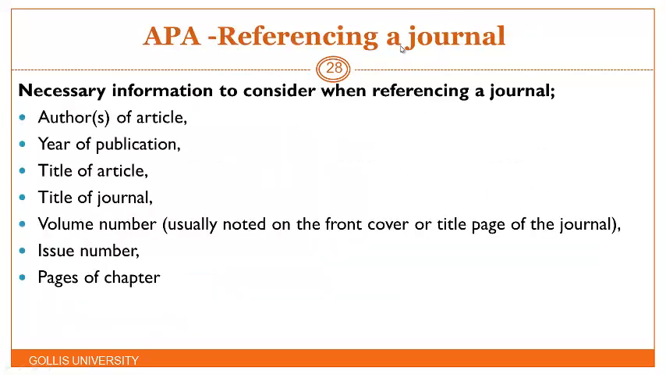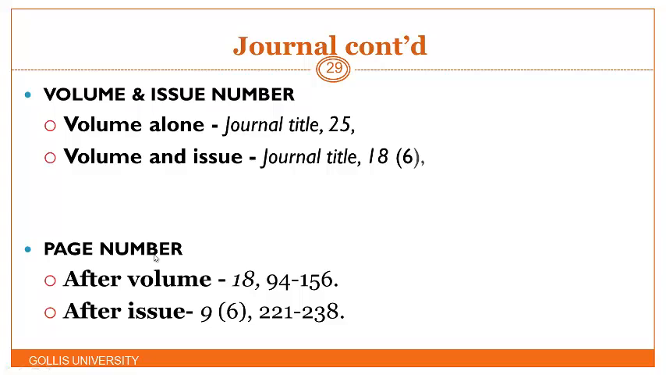If you are referencing a journal, the necessary information you need to consider are as follows. You need to have the authors of that article, the year of publication, the title of the article, the title of the journal, the volume number, usually noted on the front cover or title page of the journal, the issue number, as well as the pages of the chapter. This information is provided on the top cover of that particular journal.